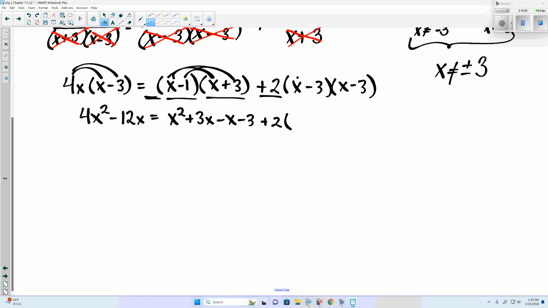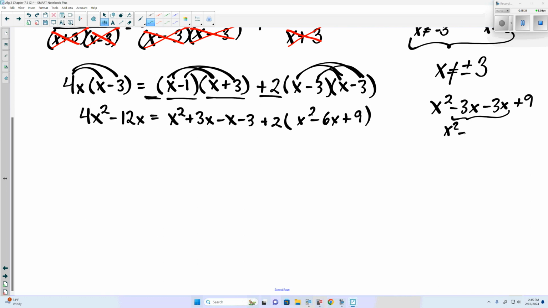There's nothing wrong with saying x times x is x squared. x times negative 3 is negative 3x. Negative 3 times x is negative 3x. And negative 3 times negative 3 is plus 9. Which will give us x squared minus 6x plus 9.